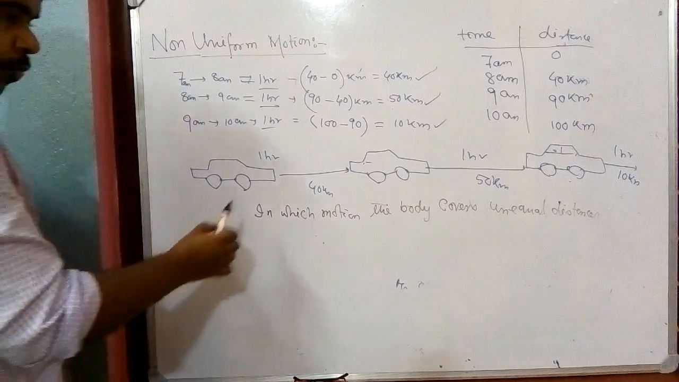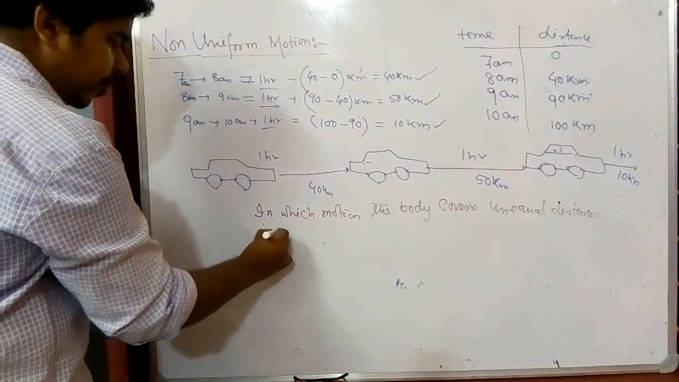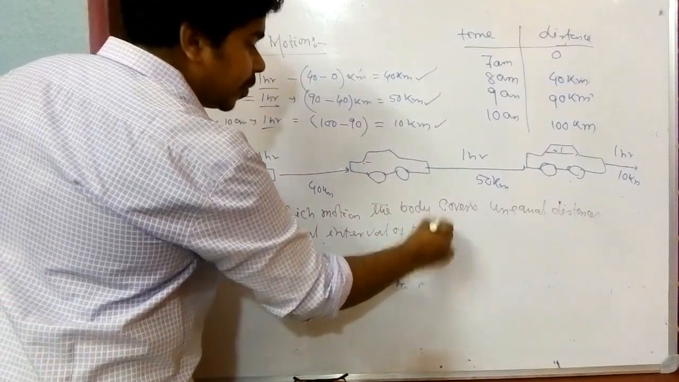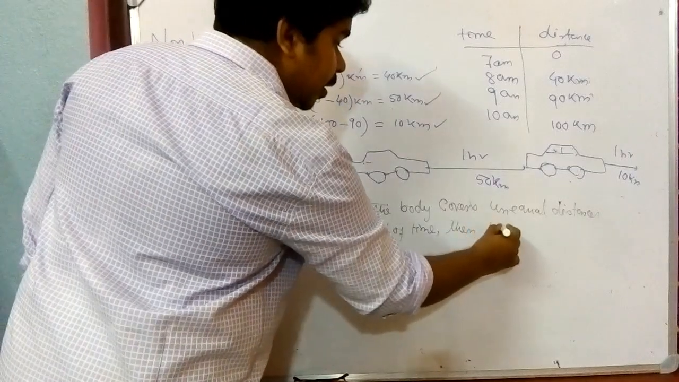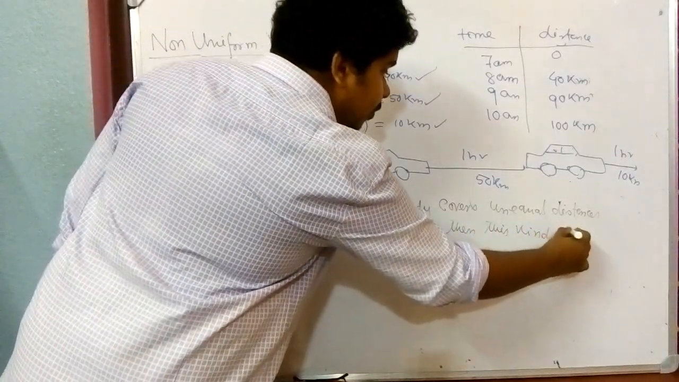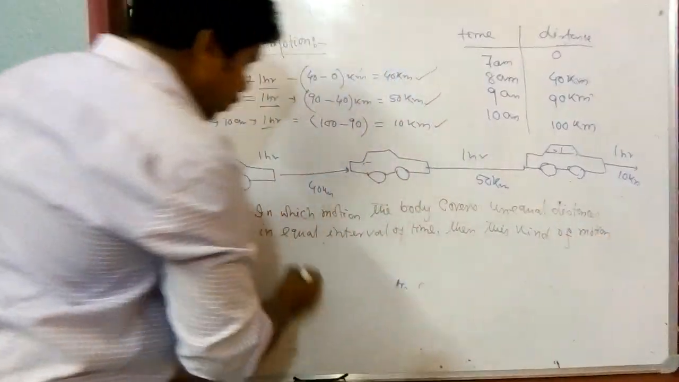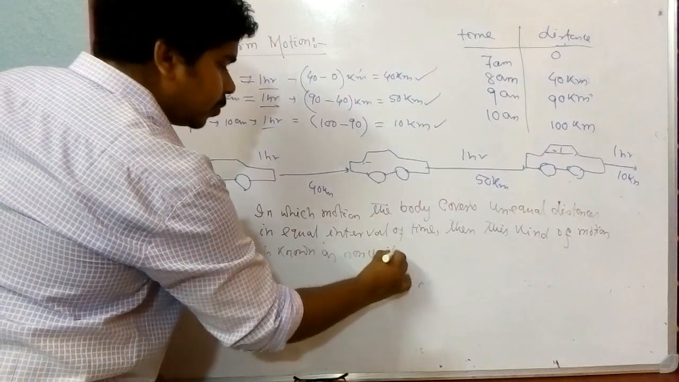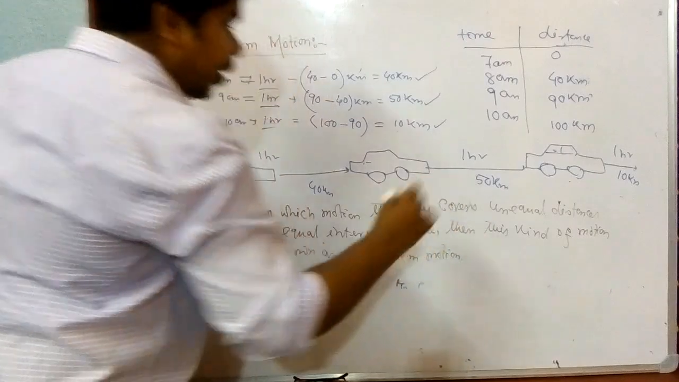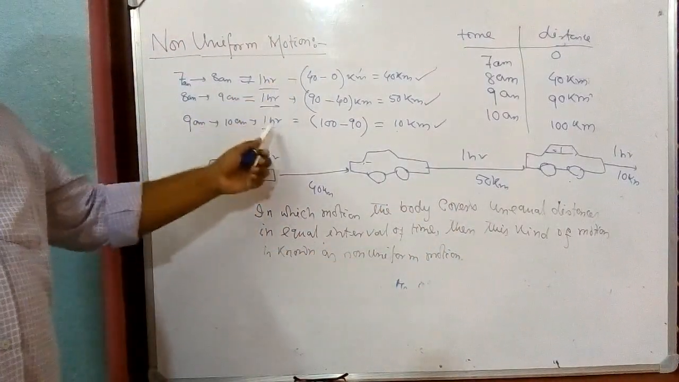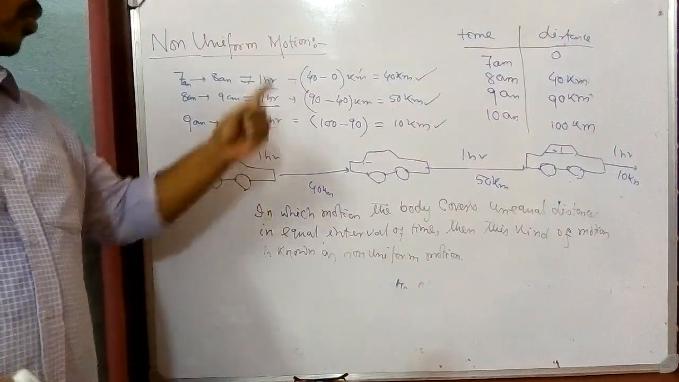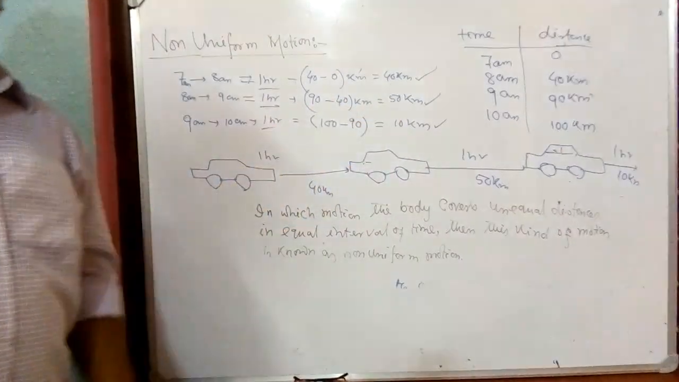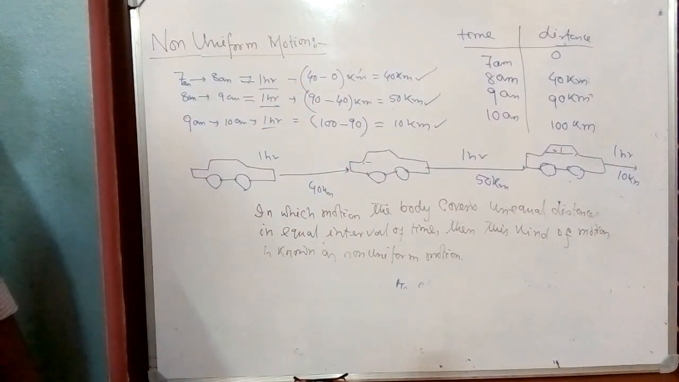It is not equal. So, in which motion the body covers unequal distances in equal intervals of time, comma, then this kind of motion is known as non-uniform motion. Equal interval of time means, in the example we have seen, the time intervals are the same, 1 hour, 1 hour, 1 hour, but the covered distances are not the same, that is 40, 50 and 10. This kind of motion is known as non-uniform motion.